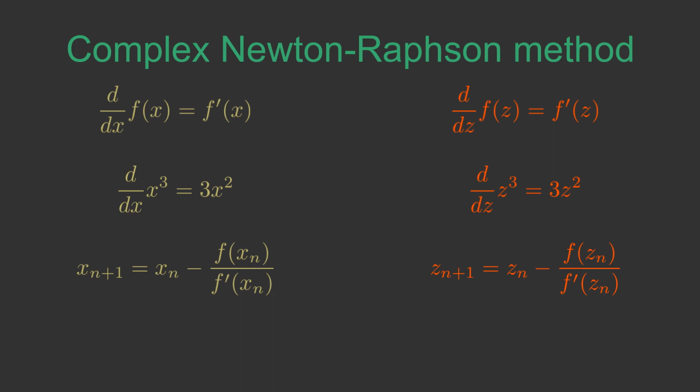This doesn't work for all mathematical functions, but it works for polynomials and quite a few other functions such as sine and cosine. If we substitute z cubed for f of z and 3z squared for f prime of z, we get the Newton-Raphson equation for the complex function z cubed. It is z_n minus (z_n cubed minus 1) all over 3 z_n squared.